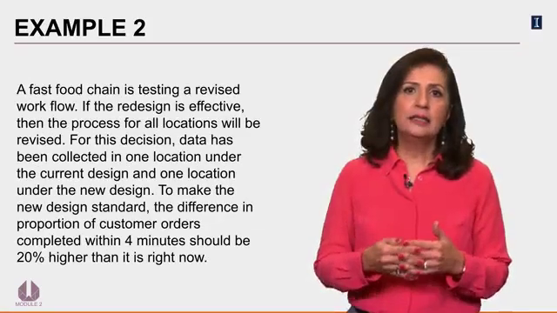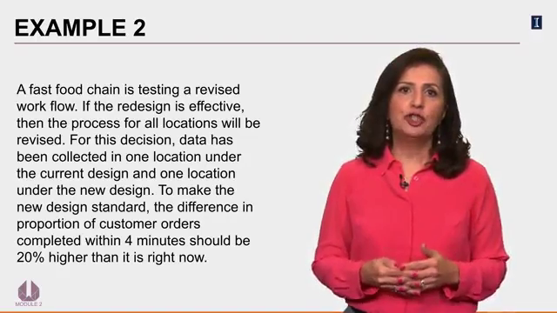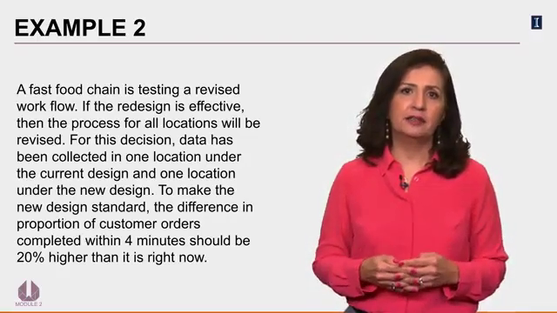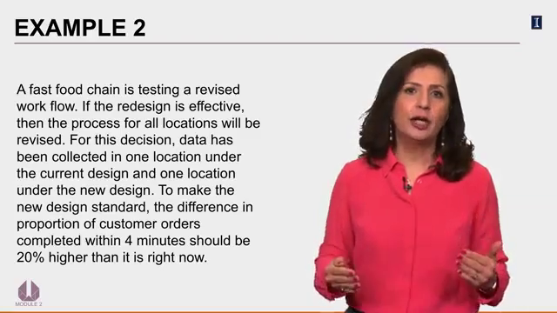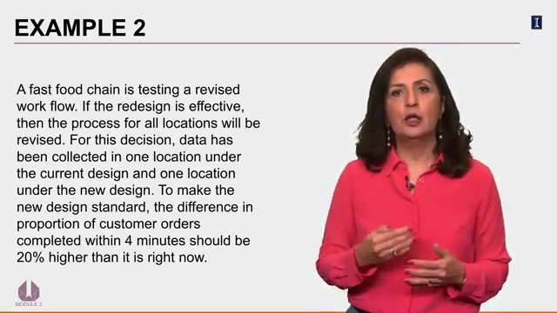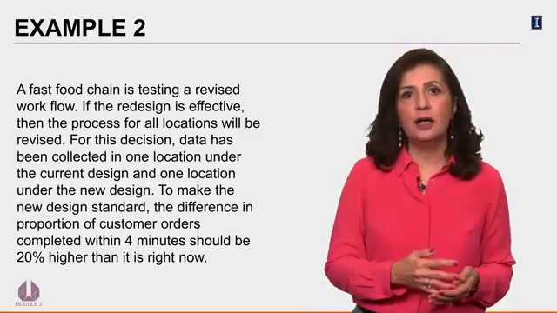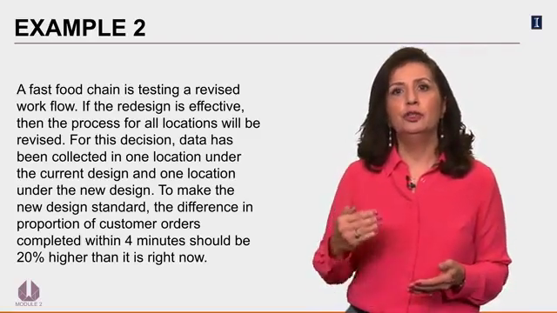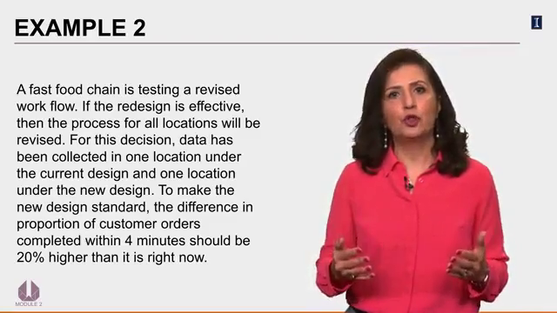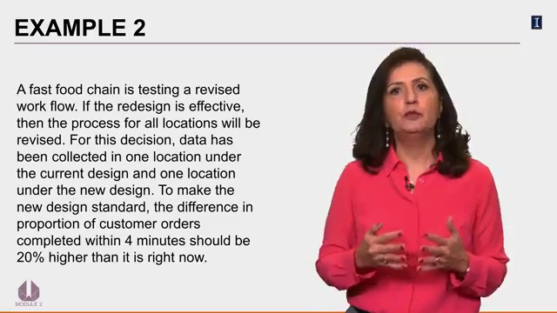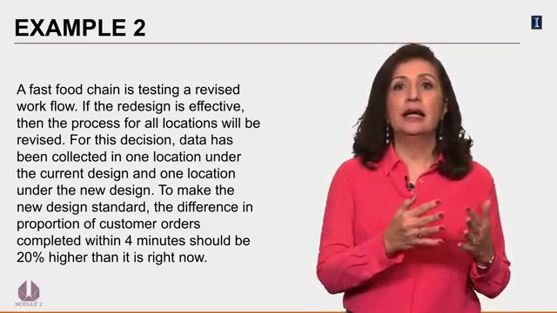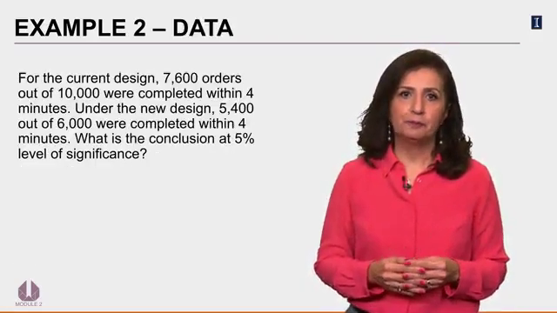Now let's consider this example, where a fast food chain is testing a revised workflow. If the redesign is effective, then the process for all locations will be revised. For this decision, data has been collected in one location under the current design and one location under the new design. To make the new design standard, the difference in the proportion of customer orders completed within 4 minutes or less should be 20% higher than it is right now.